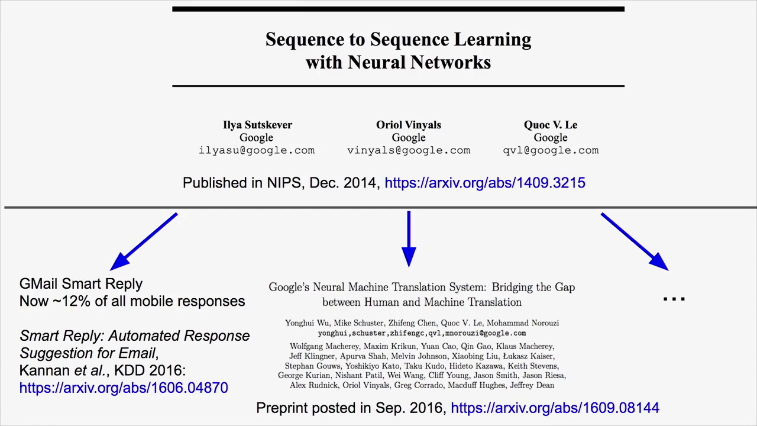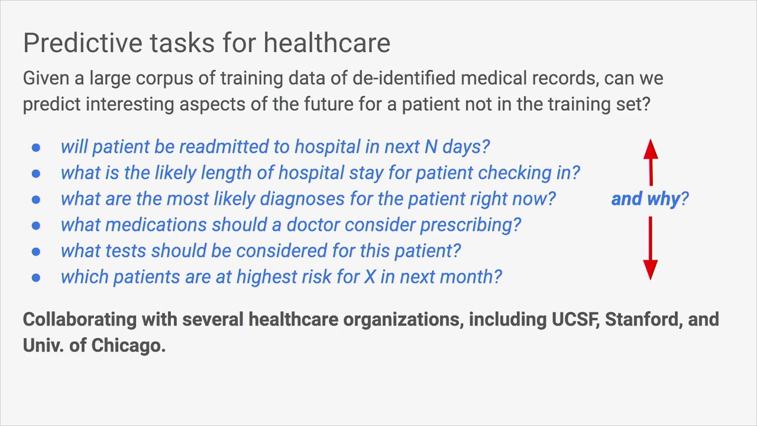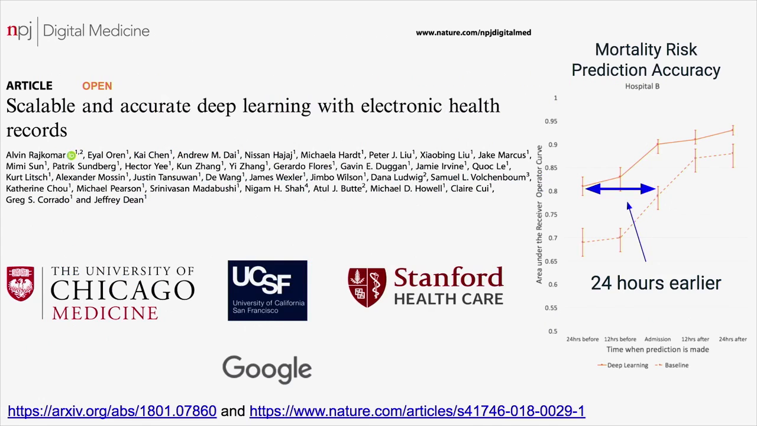And then the third area, one of the other areas, is in medical records prediction tests. So given a big corpus of de-identified medical records, can we predict things that doctors might want to know? Will this patient be readmitted to the hospital if I allow them to go home right now? What are the lengths of hospital stay for a patient that's coming now? What medication should I think about prescribing? And we've been collaborating with several different healthcare organizations, including UCSF, Stanford, University of Chicago, on de-identified medical records to see how well this works.